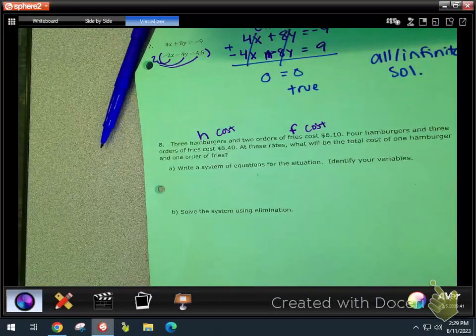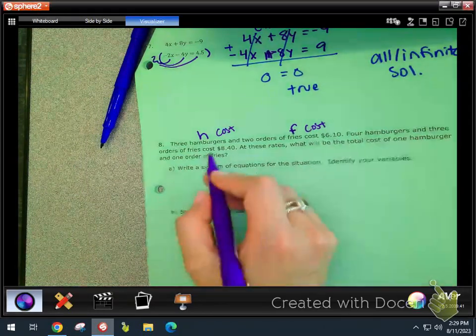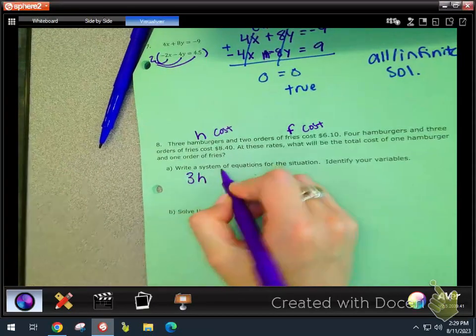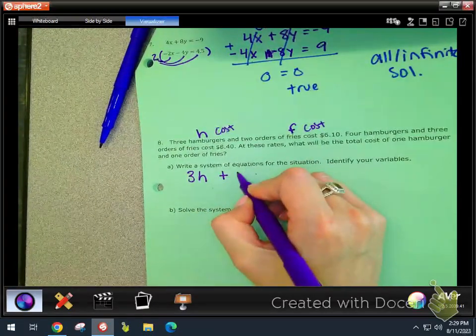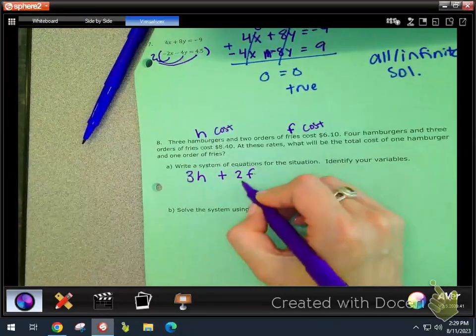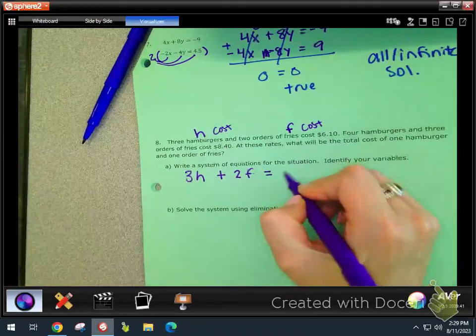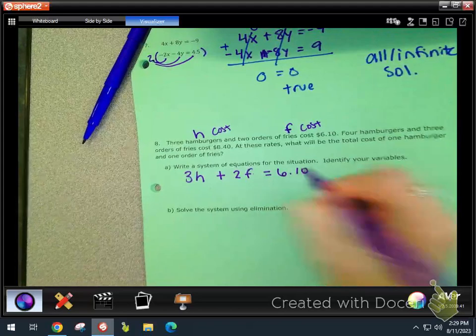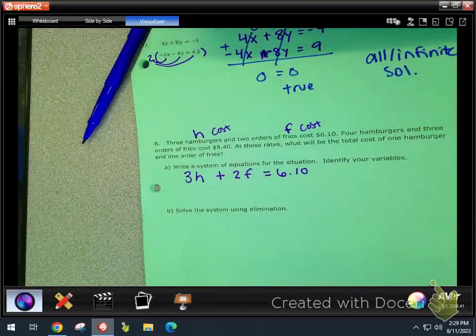So our first sentence is going to tell us how to write our first equation. What is it? 3H plus 2F, 3 orders of hamburgers, 2 orders of fries is equal to 610. Okay? This is our money equation because remember, our variables are representing the cost of a burger. You already know how many you're getting. You're trying to find the cost.